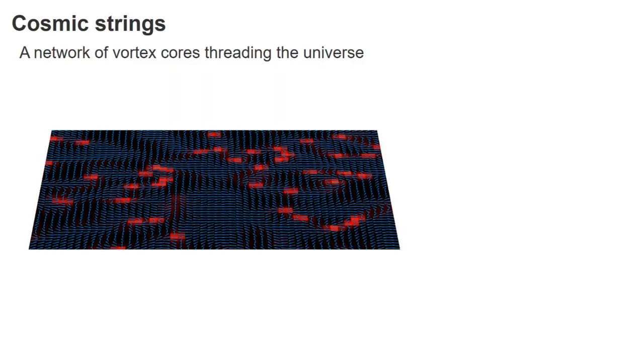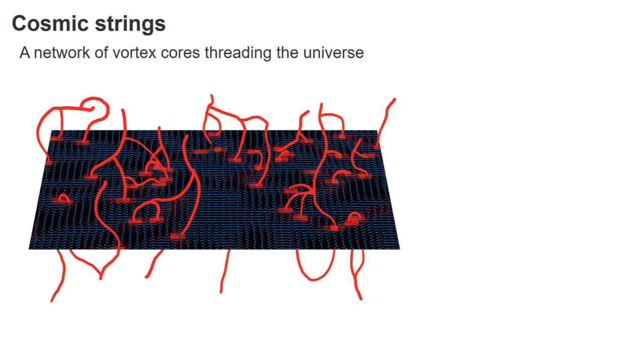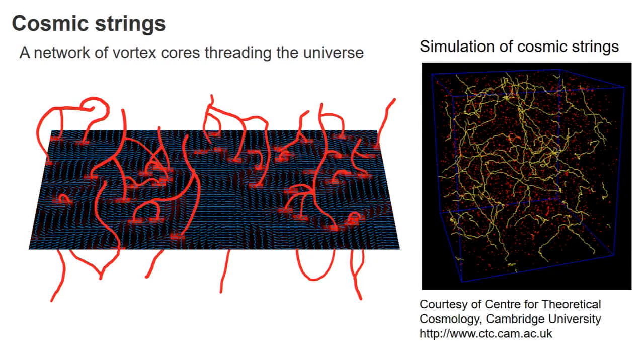And of course, in reality, this is not a two-dimensional picture, it's a three-dimensional picture. And so each of these red vortex cores actually forms a path through space that forms sort of a branching network of so-called cosmic strings. And so this is a cartoon picture, of course, but real astrophysicists can simulate this. And this is a simulation of the cosmic strings from a group at Cambridge. And so they form this network of branching strings that thread throughout the universe.